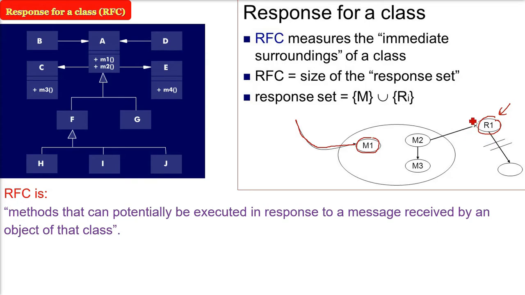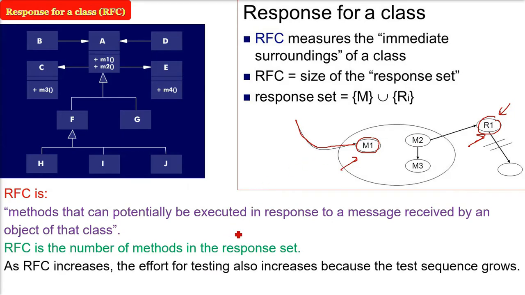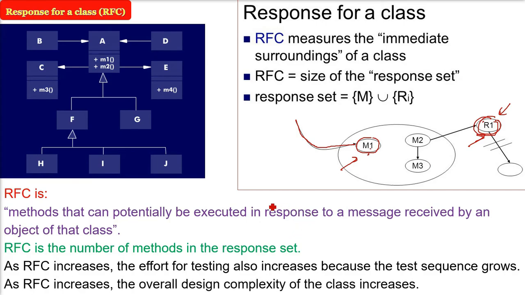So we take the size of the response set, the union of what is getting the message and what is invoked. So RFC is the number of methods in this response set. As RFC increases, the effort of testing also increases, because the test sequence will grow: some input is coming here, and others are getting invoked or called. As RFC increases, the overall design complexity of the class is also bound to increase, like R1, R4, R3, they will also get invoked.